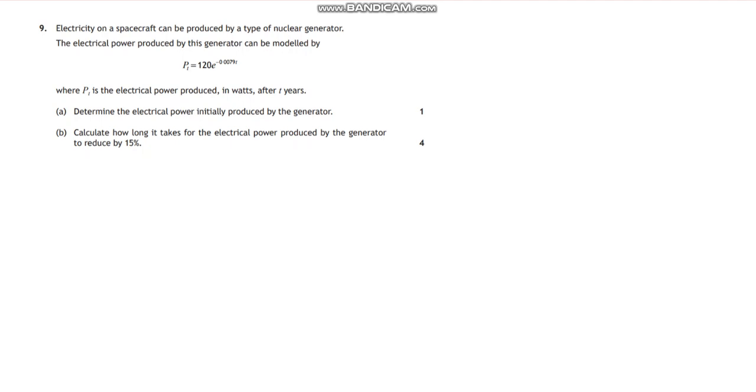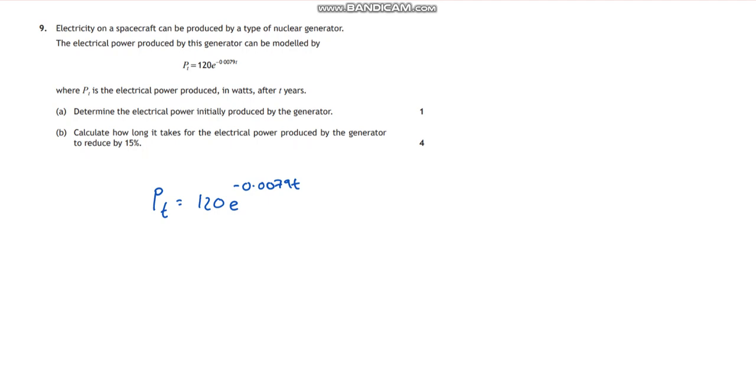Okay, so the power is 120 e^(-0.0079t), where P is the power and t is in years. Okay, excellent. So determine the electrical power initially produced by the generator, the initial production.